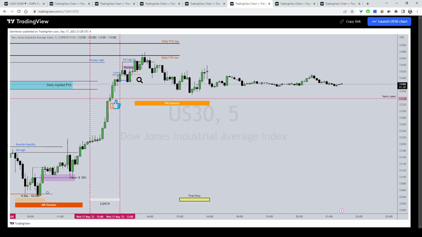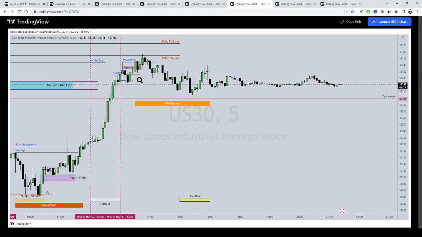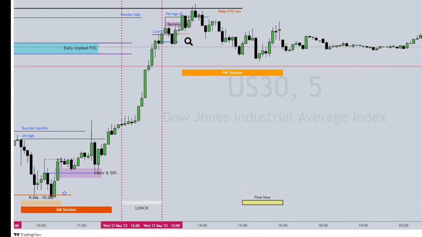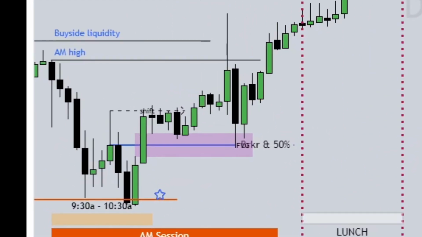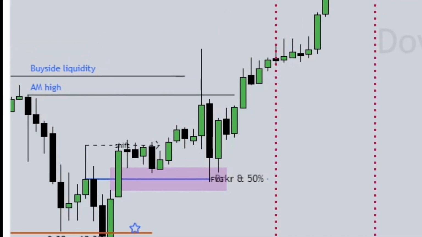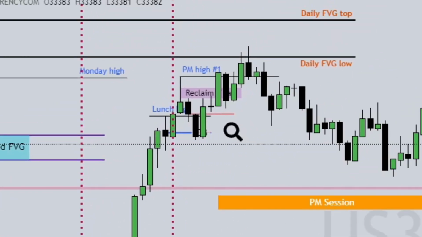Slides through a daily implied fair value gap and makes its way all the way to a daily fair value gap and exceeding Monday's high. So a ton of targets got completely hit, making the high of the week right now on Wednesday. So we have the AM session run, we have the return to the breaker, we have that breaker delivering amazingly well all the way up to the daily fair value gap.